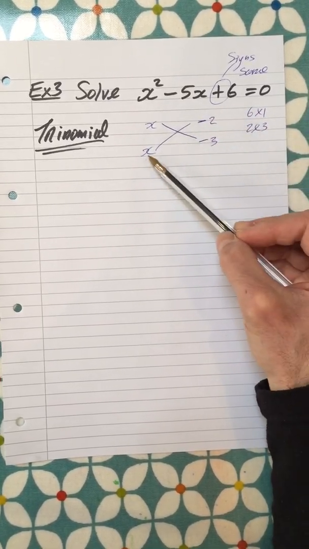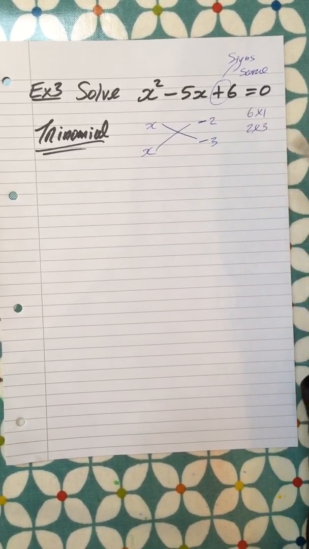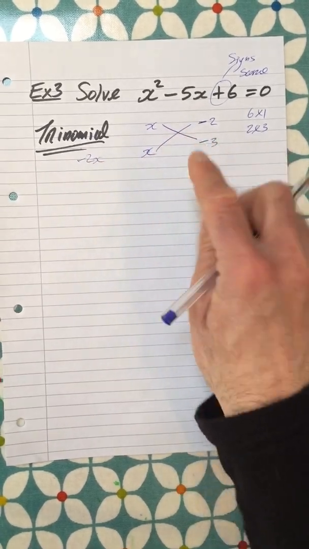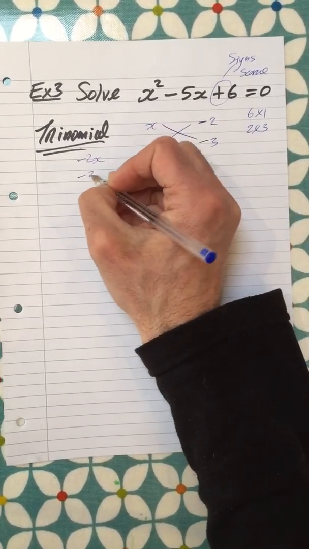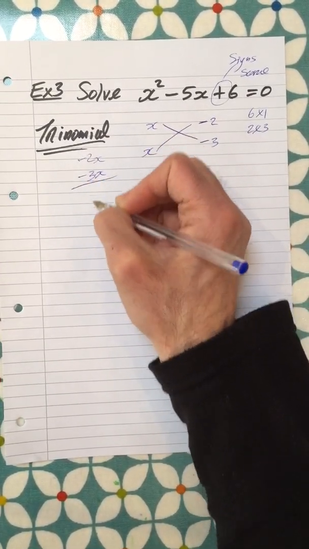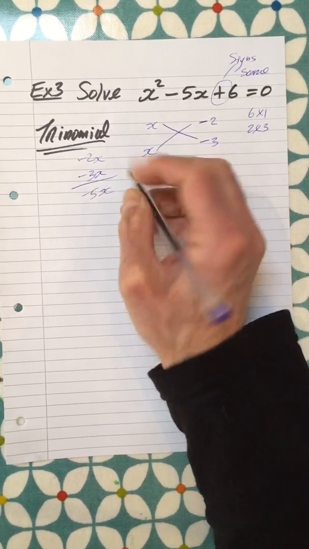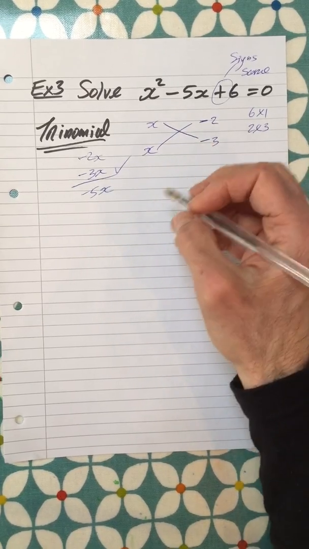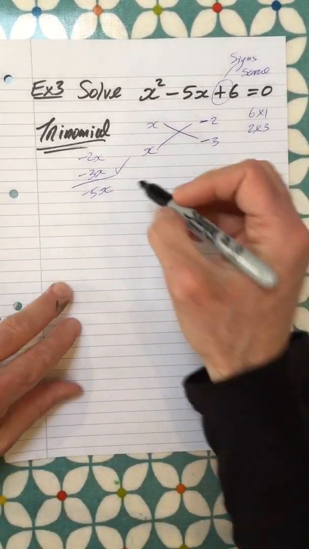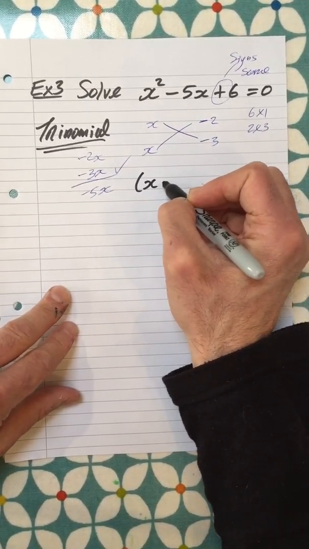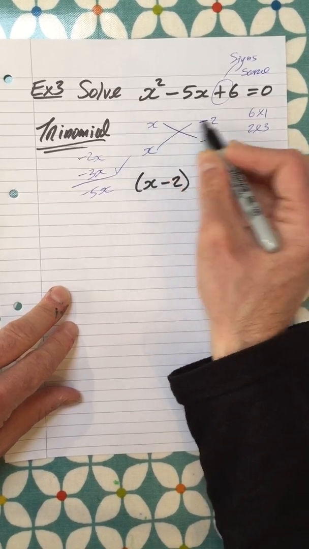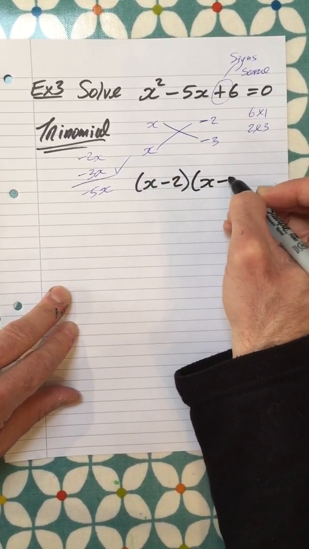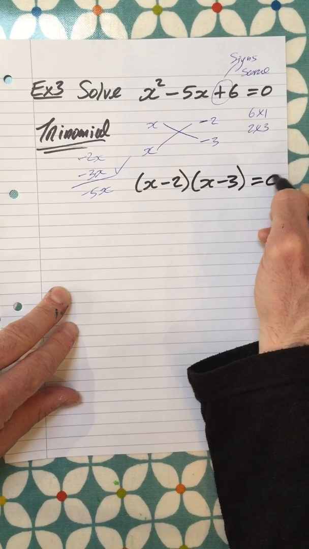How the x factor works is you go x times minus 2 is minus 2x, and x times minus 3 is minus 3x, and just see what they add up to. They add up to minus 5x, which matches the middle. So I have it right. So how I read my factors off is I end up with x minus 2 in one bracket times x minus 3 in the other equals 0.